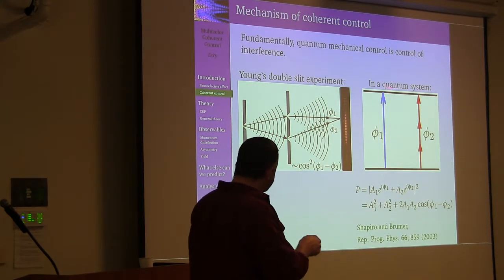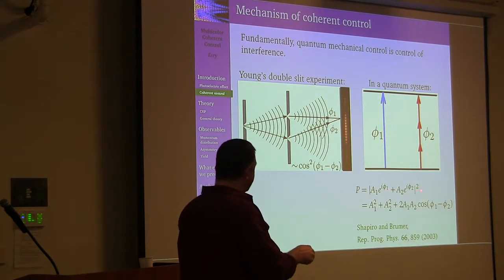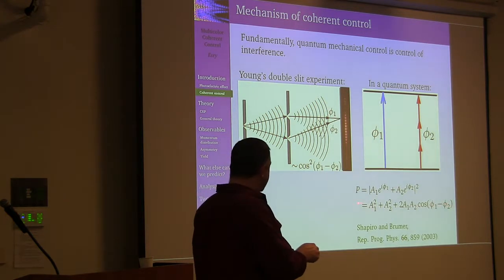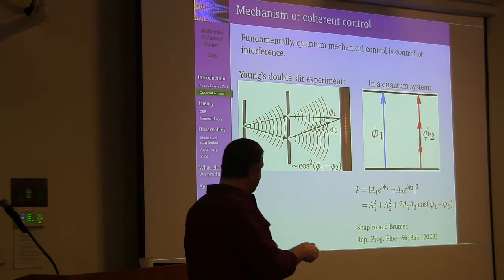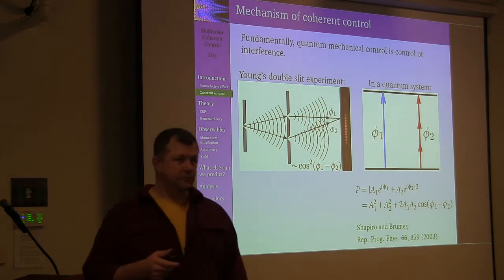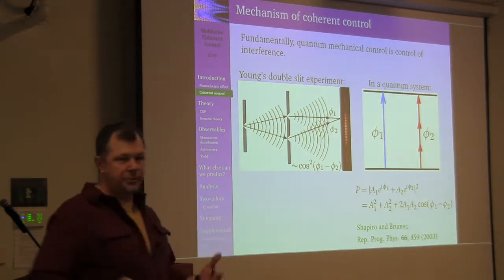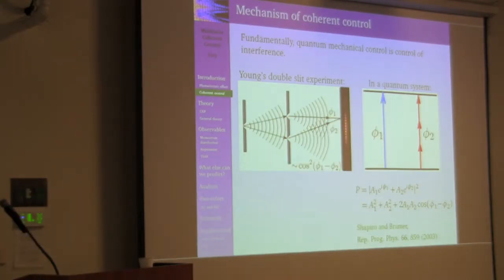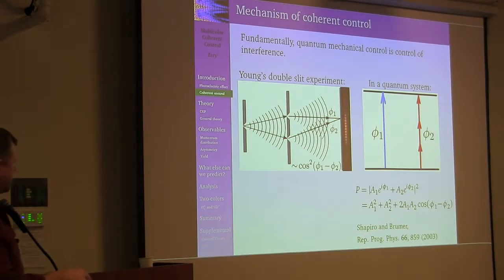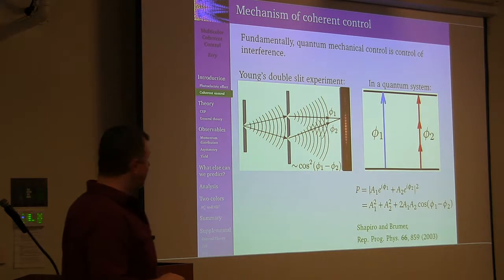And so we have these 2 pathways. We have a probability that looks like that. And of course you expand it, and you get the interference term. Okay? And by the way, this is classic Brumer-Shapiro control. Okay? In the coherent control community, those are the names usually attached to this idea.